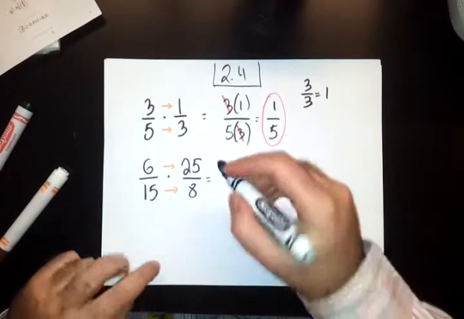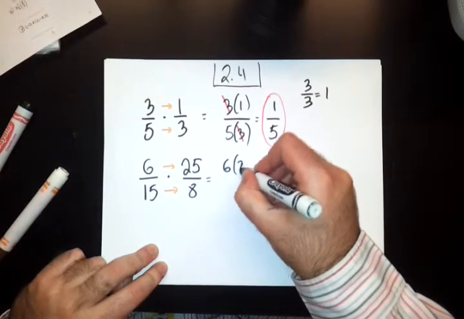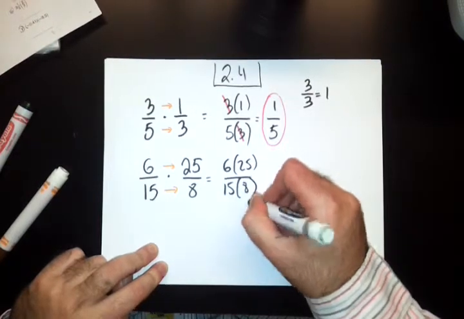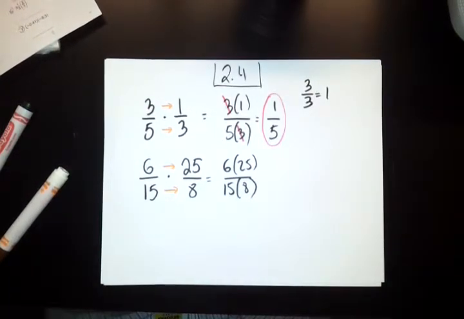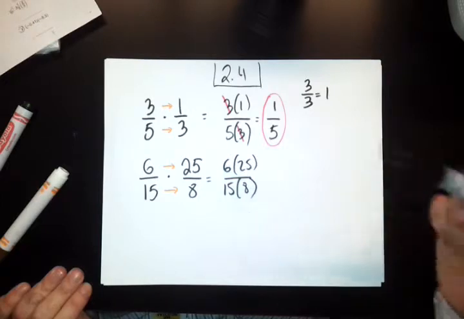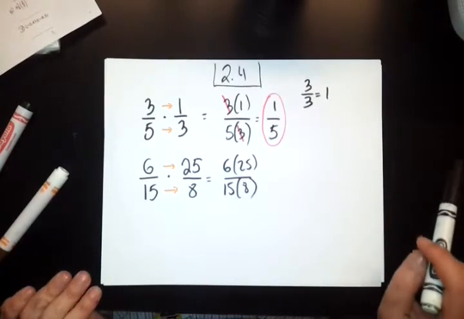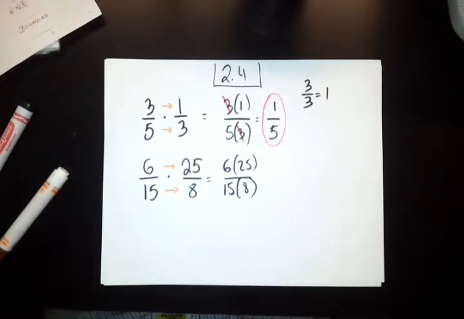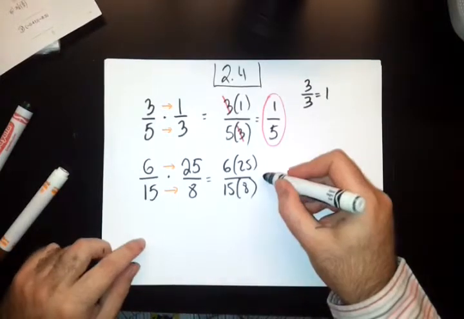And this is how I do it. First, I'm going to write them next to each other. Then I'm going to look for things that I can cross out that are the same on the top and the bottom. 6, no 6, 25, no 25, 15, no 15, 8, no 8. Looks like there's nothing there to cross out. But I can break each one of these down into their component factors, like this.